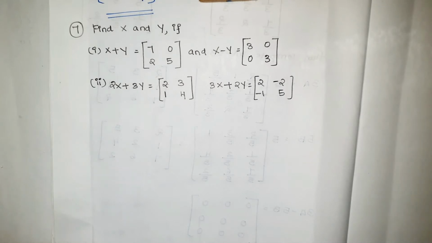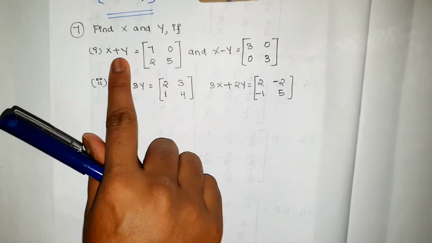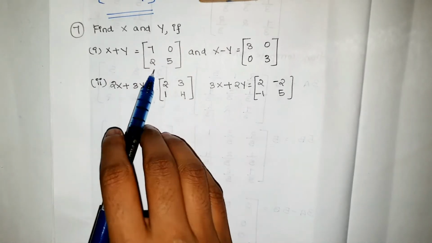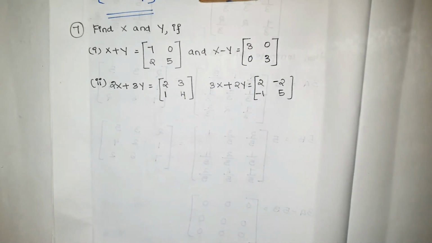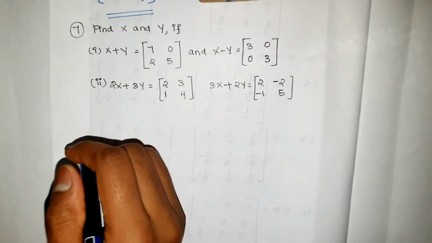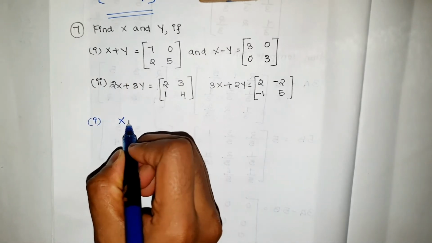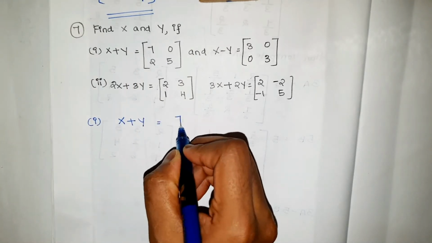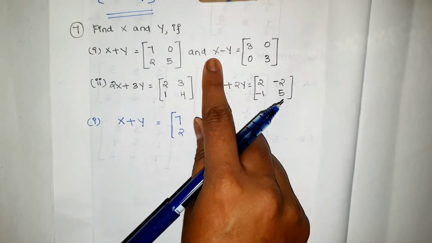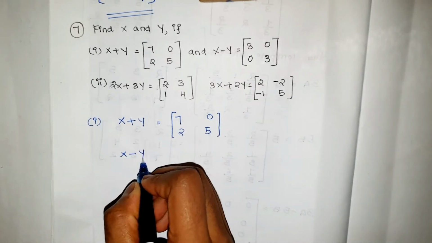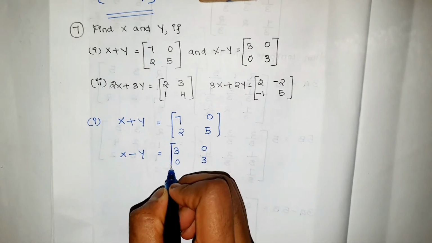So students, our seventh question is, we have to find x and y if x plus y is equal to [7 0; 2 5] and x minus y is equal to [3 0; 0 3]. This is the second question. First we can do the first part. x plus y is given, so x plus y is equal to [7 0; 2 5]. Next is x minus y. X minus y is given as [3 0; 0 3].